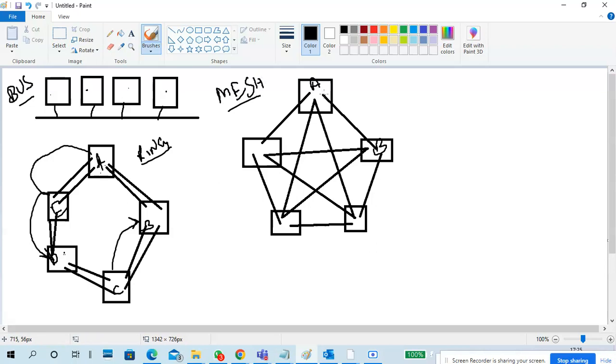See, A is connected to B, A is connected to C, A is connected to D, A is connected to E also. For example, you take D. D is connected to E, D is connected to C, D to B, D to A. Means each and every device is connected to each other. Okay. It is complex, highly redundant, and it is not scalable.